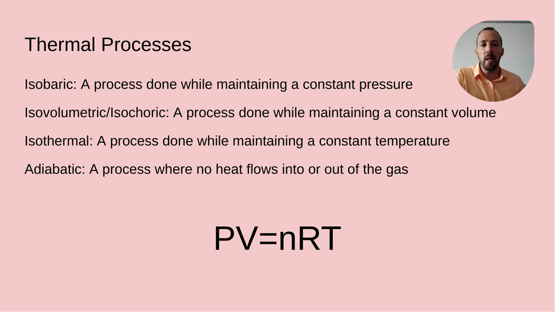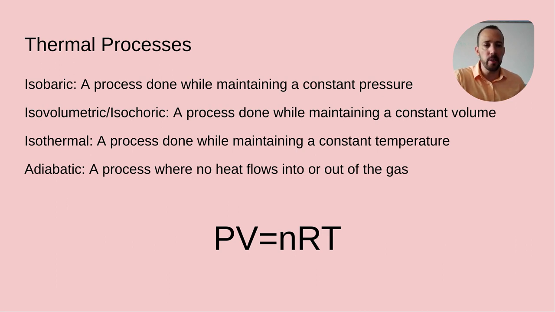All right, we learned about the ideal gas law previously, the PV equals nRT, but now we're going to talk a little bit more about some different thermal processes that we can do messing with this equation, ultimately changing the other variables while keeping one constant. So an isobaric process is one where the first letter there, the P, stays constant. We're going to keep the pressure constant on the gas.